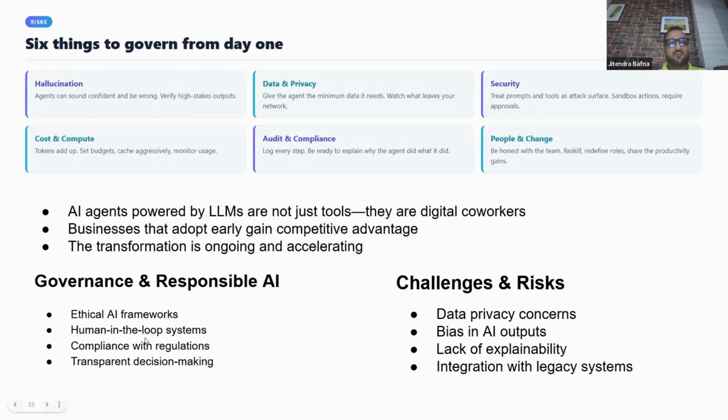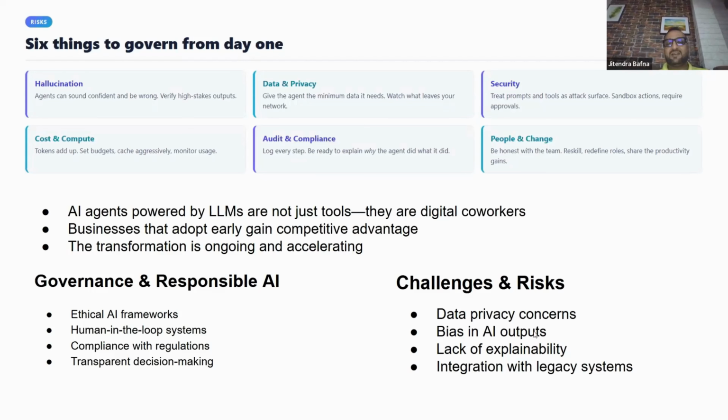Human in the loop: if you have a critical task that cannot go ahead without human intervention, then add the human there. Make sure whatever agents you are building are compliant with the local regulations of your country, and make sure it is transparent decision making.